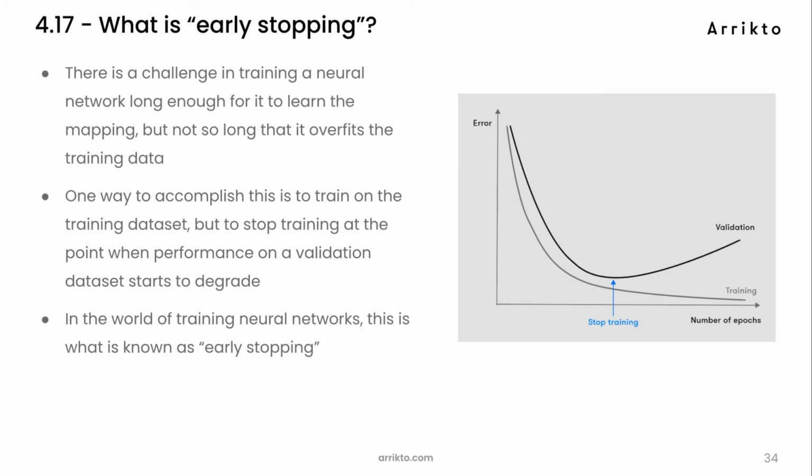What is early stopping? Now, there is a challenge in training a neural network long enough for it to learn the mapping, but not so long that it overfits the training data. Now, one way to accomplish this is to train on the training data set, but to stop the training at the point when performance on a validation data set starts to degrade. In the world of training neural networks, this is what is known as early stopping. And you want to remember these are all components of AutoML.